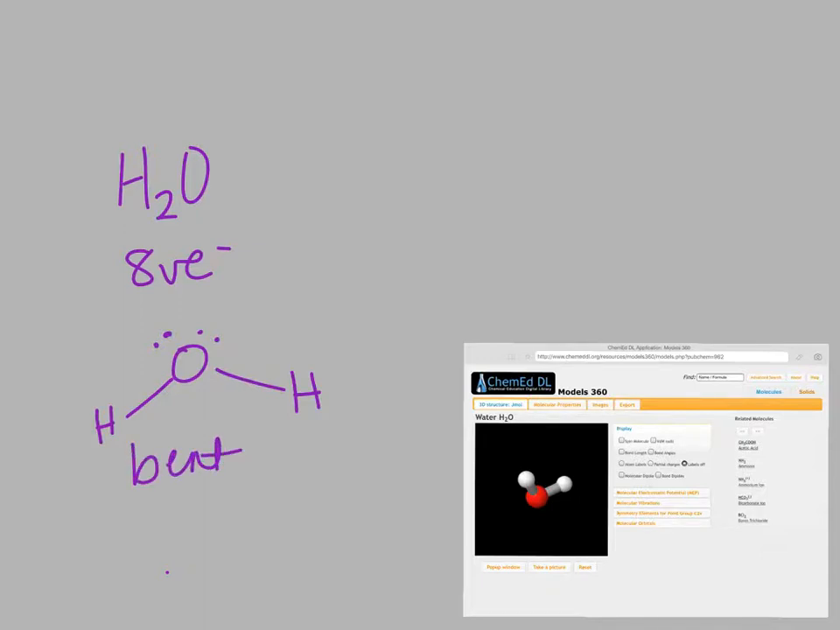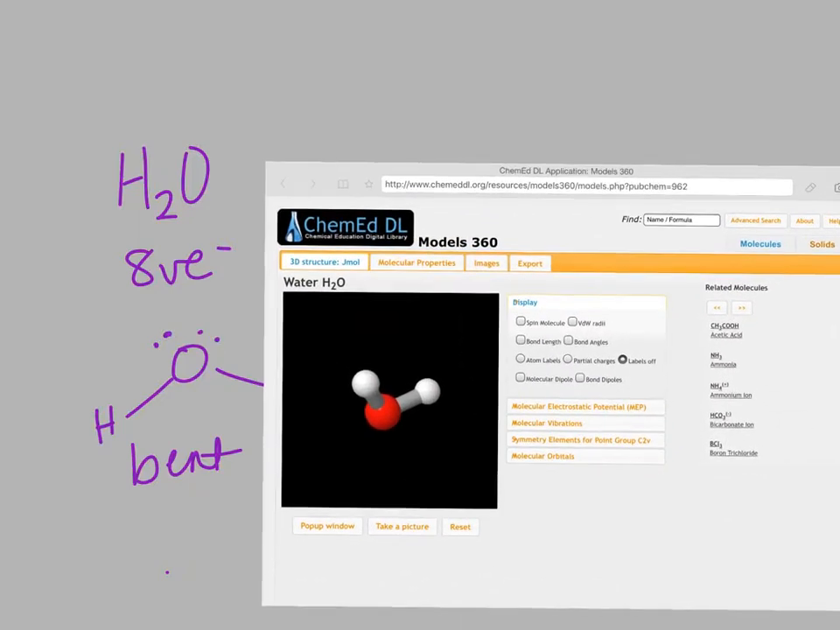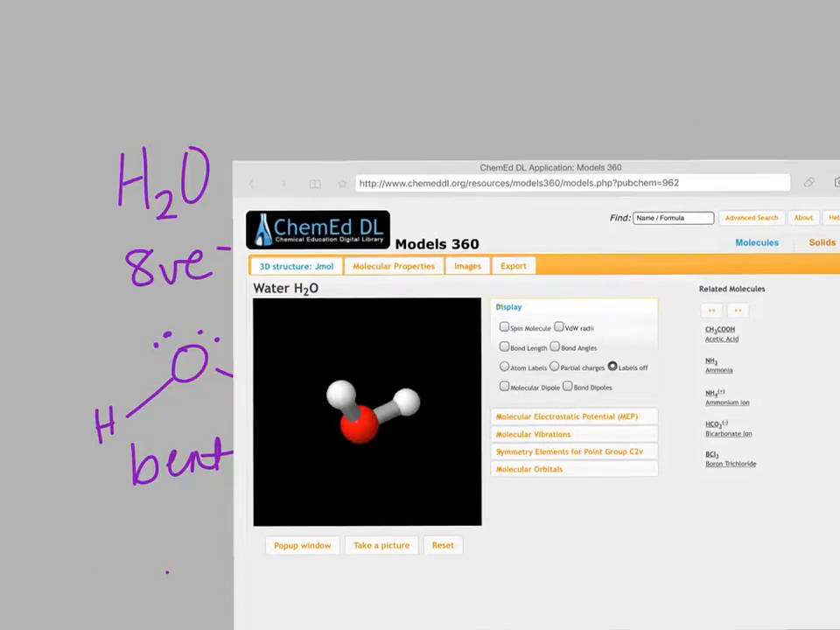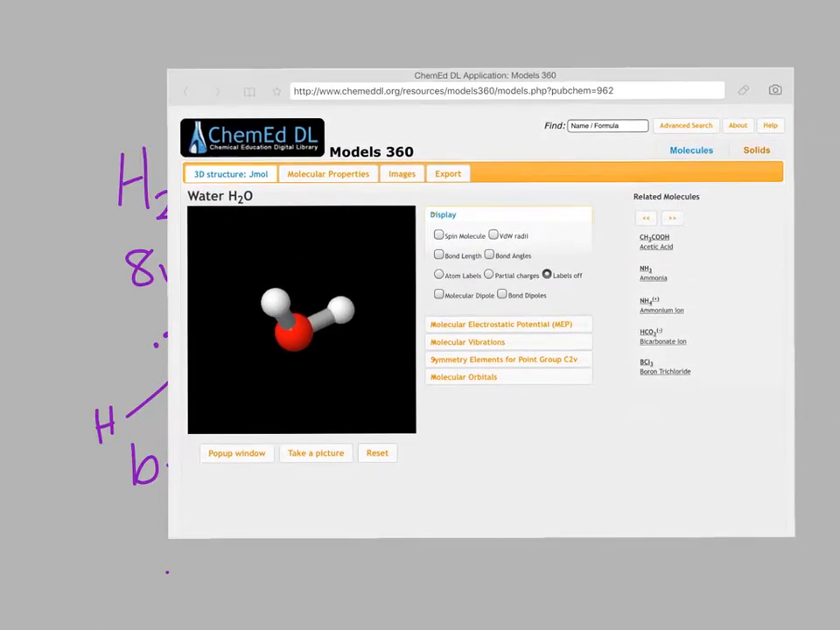And if we look at the model here, you can see that it's bent in space, and I can rotate this around. Hopefully it'll let me. There we go. And so we can see the bond dipoles, and as you can tell, the dipole is being pulled.